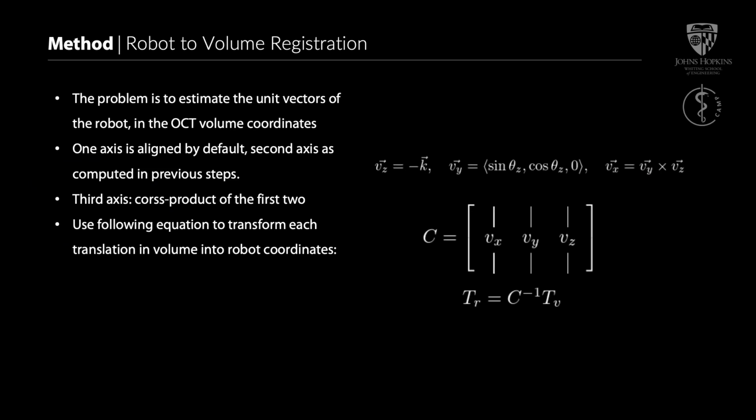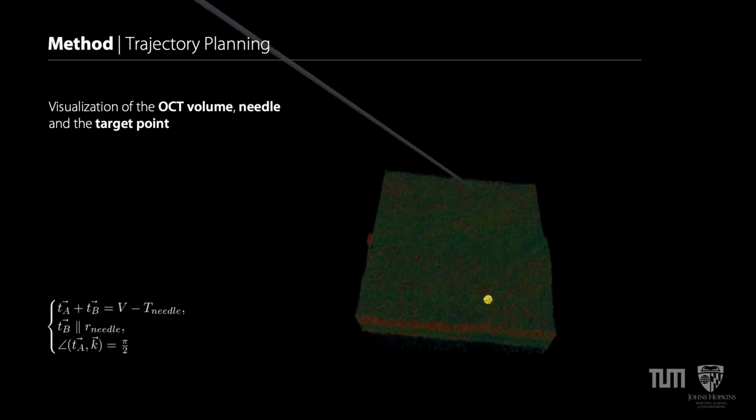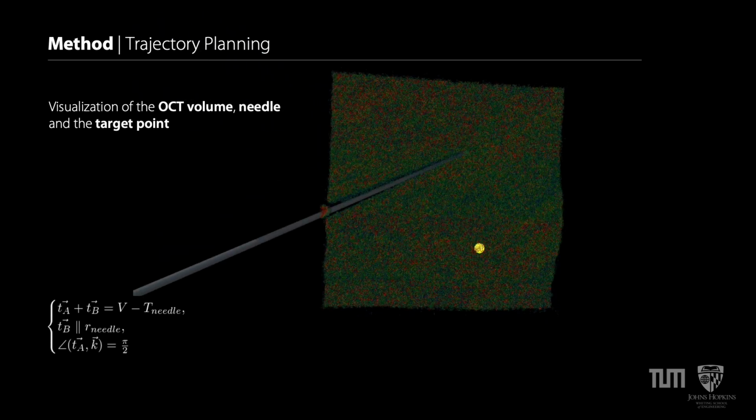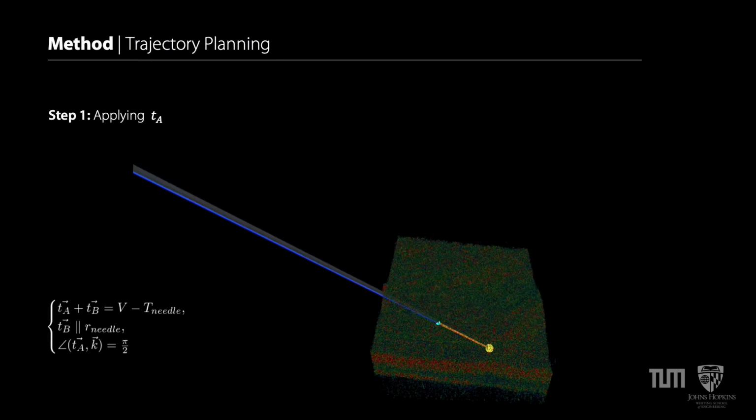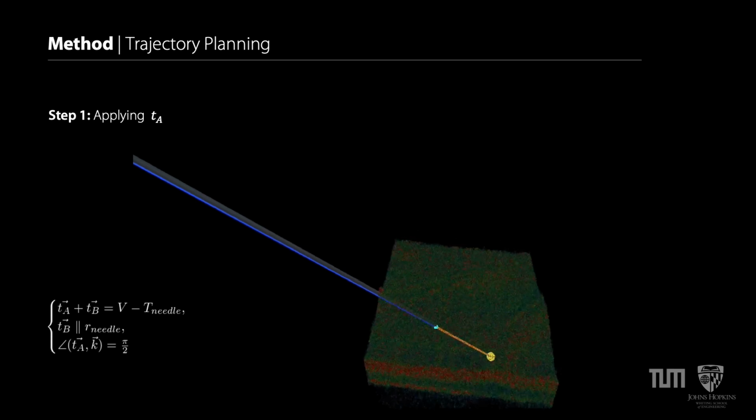Once we have predicted the position of the needle with respect to the volume, we take advantage of the parallelism between the z direction of the volume and the z direction of the robot. This allows a straightforward conversion of any translation vector from the volume domain to the robot domain. We break down the translation between the initial position of the needle tip and the target point into two separate translations to ensure that the needle moves in the direction of its shaft when it comes into contact with the tissue.